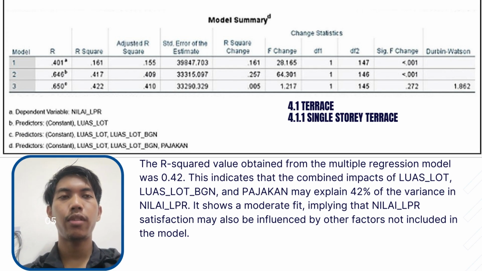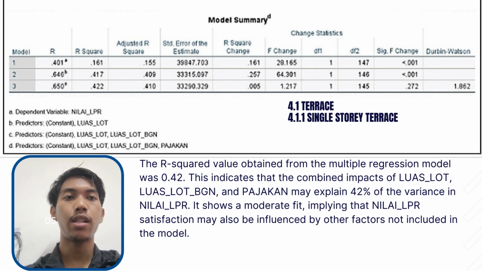Alright, after we run the model in SPSS, we have these models, which are 1, 2, and 3. The R-squared value obtained from the multiple regression model was 0.42. This indicates that the combined impacts of luas lot, bangunan and pajakan may explain 42% of the variance in the nilai LPR. It shows a moderate fit, implying that nilai LPR may also be influenced by other factors not included in the model.